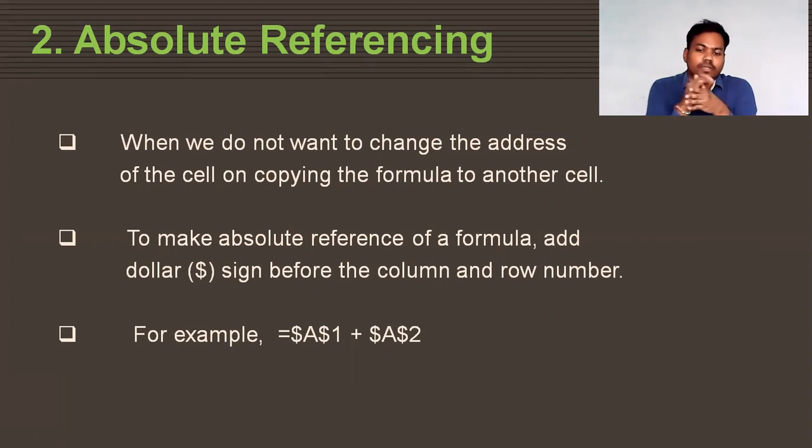To make an absolute reference of a formula, add a $ sign before the column and row number. Whatever column or row you don't want to change, you have to put a $ sign before it. For example, here you can see equal to $A$1. $A$1 means it will take the A1 data, whatever data is there in the A1 cell. A1 is the address of the cell, so it will take the values from that cell only. It will not take the relative reference, right?